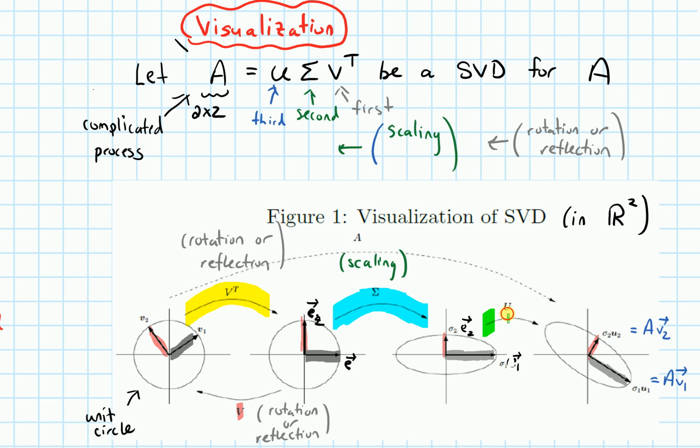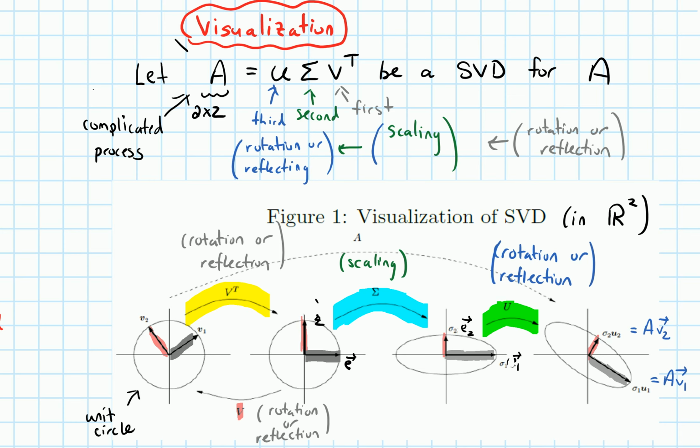All right, so this step where we multiply by U, this is also either a rotation or a reflection, because multiplying by an orthogonal matrix either is a rotation or a reflection, or a combination of the two. So we finally end up rotating or reflecting for this final step when we multiply by U.